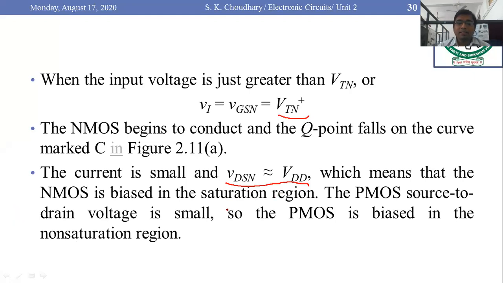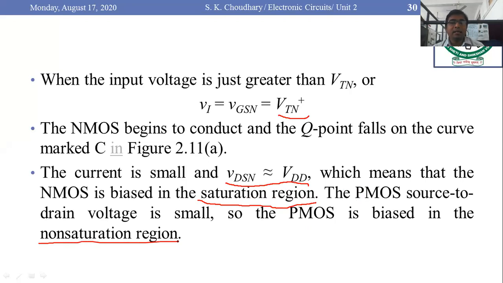your NMOS device is now biased in saturation. In the previous case, when Vi is 0, the NMOS is in the cutoff region. But when you increase Vi beyond the threshold voltage, it is directly biased in the saturation region. That's why your output voltage drops. And the PMOS source to drain voltage is now very small. Because of that, you can say that the PMOS is biased in the non-saturation region.